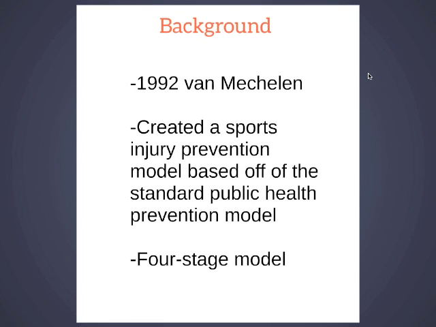In 1992, Van Mechelen created his four-stage sports injury prevention model. He used a standard public health prevention model and modified it to fit the sports injury context. This was the most widely cited model for the following decade.